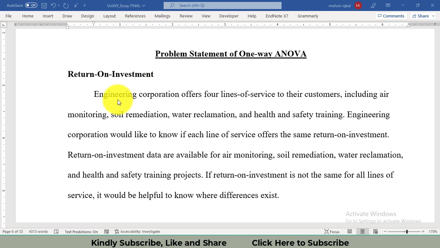The engineering corporation offers 4 different types of services to their customers. The services include air monitoring, soil remediation, water reclamation, and health and safety engineering. The corporation would like to know whether each of the lines of services offers the same return on investment or different. So they gathered the data for all 4 different types of services they are providing.